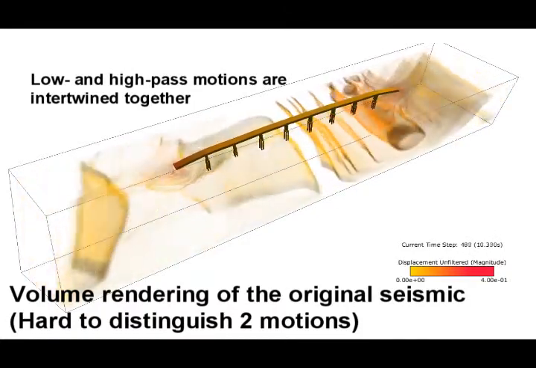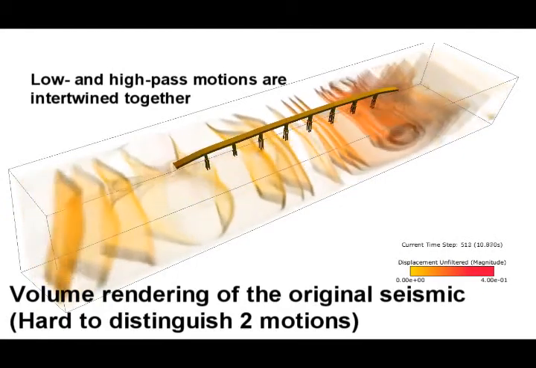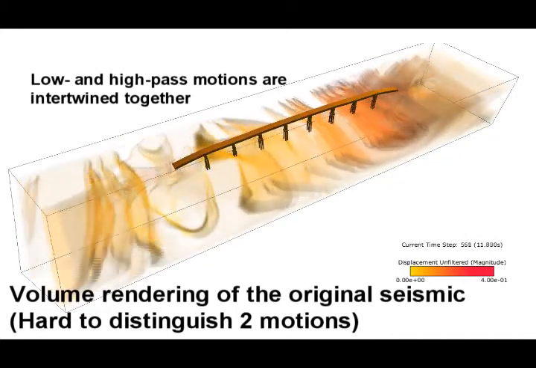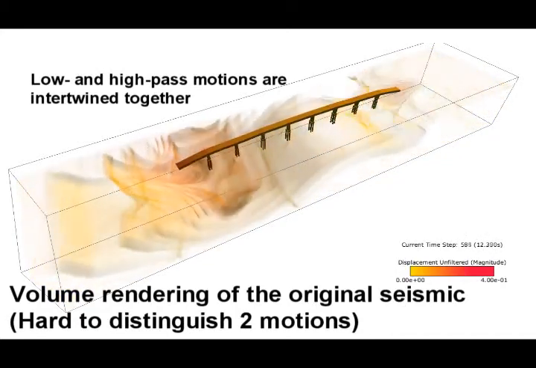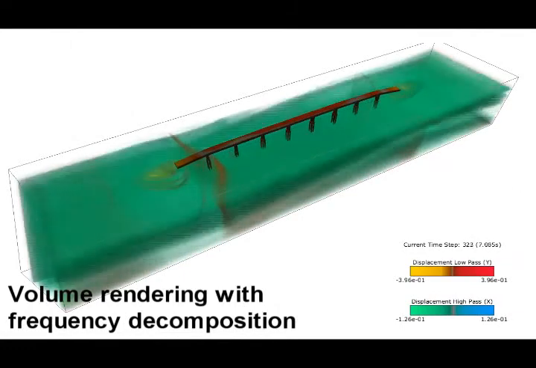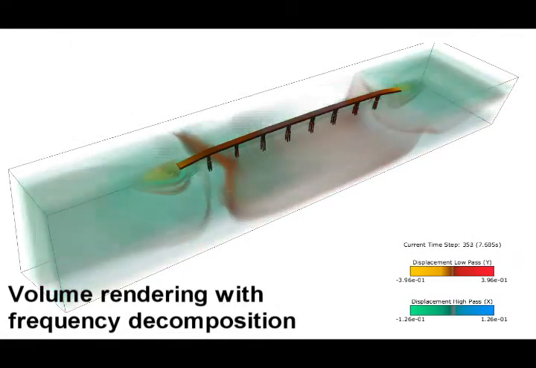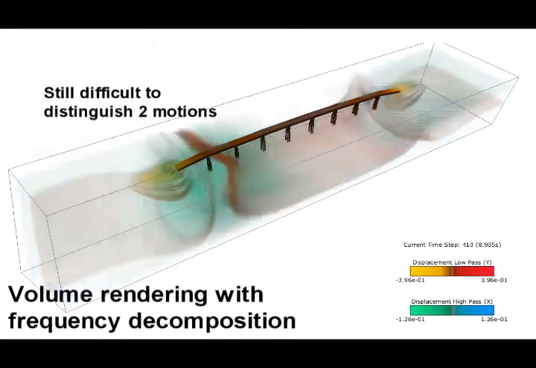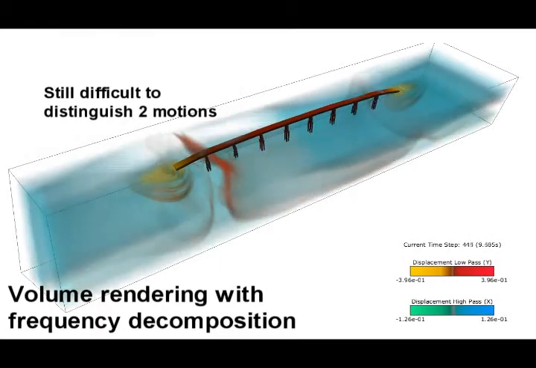To provide an intuitive visualization of the simulation, we first perform seismic analysis on the displacement fields to extract the intertwined motions. In this animation, we show the low-pass vertical and the high-pass horizontal components of the displacements using different transfer functions. We can see that as the shaking continues, the bridge ramps sink.